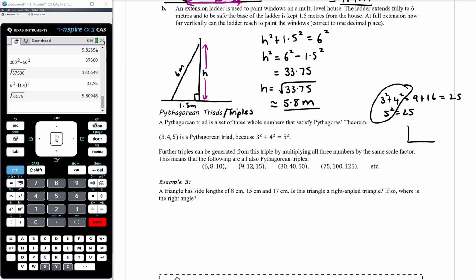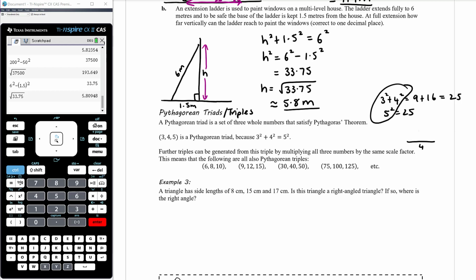which means that if we were to construct a triangle with side lengths of 3 and 4 and 5, we would know that this would have to be a right angle here because it fits Pythagoras' theorem and therefore it must be a right angled triangle.